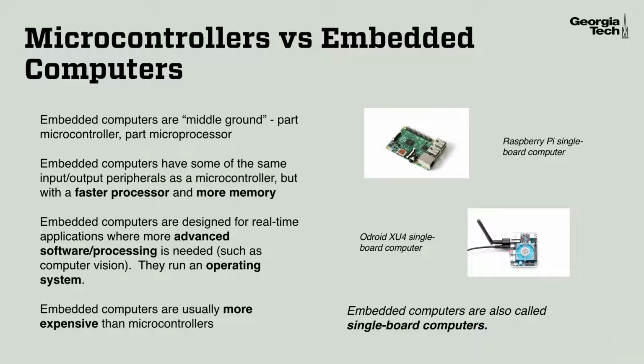Another type of computing technology that we see a lot more often are embedded computers. Microcontrollers are different from embedded computers. You might have heard of some typical embedded computers like the Raspberry Pi or the Odroid, which are used in a lot of robotics applications. Embedded computers are a type of middle ground between a microcontroller and a microprocessor. Embedded computers have some of the same type of input-output peripherals we might see on a microcontroller, like digital output pins or serial communication devices, but they have a lot faster processor than a microcontroller will, and they have a lot more memory.